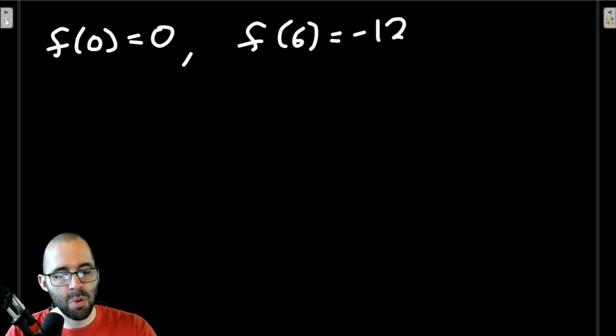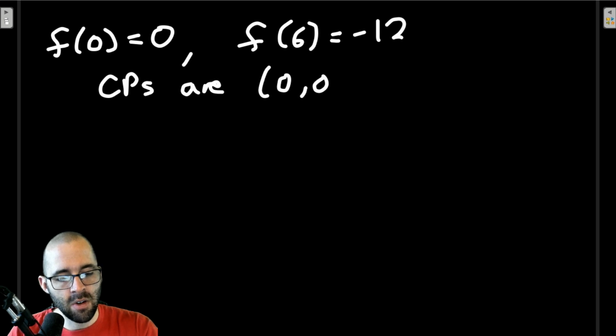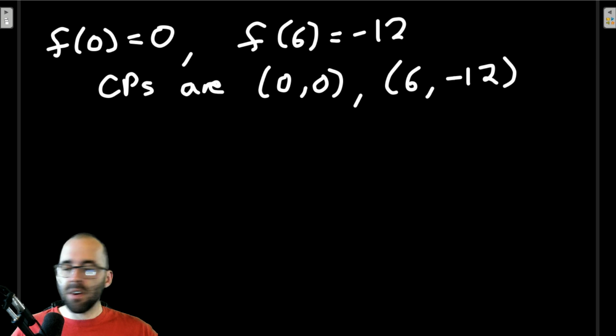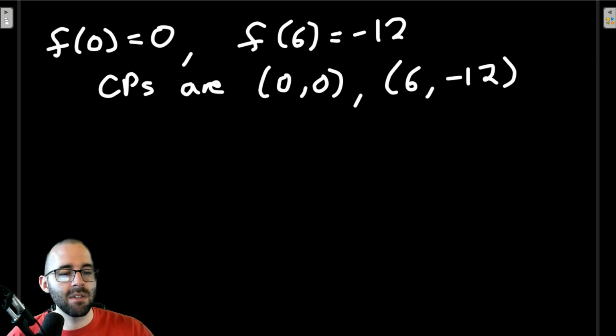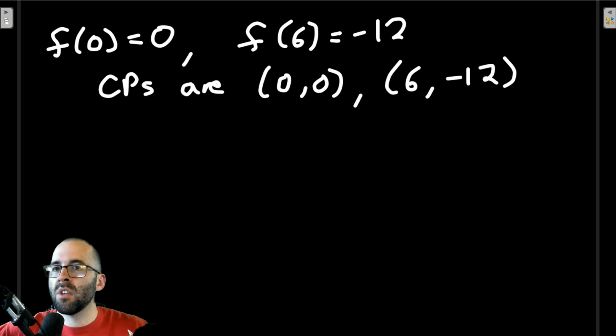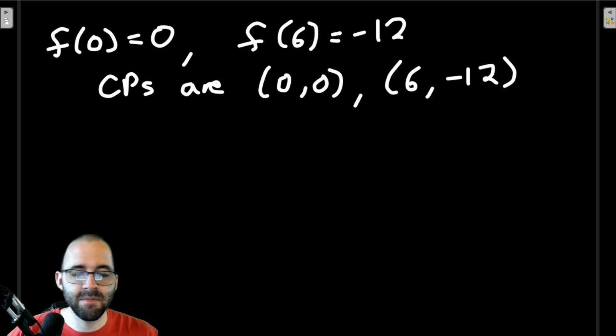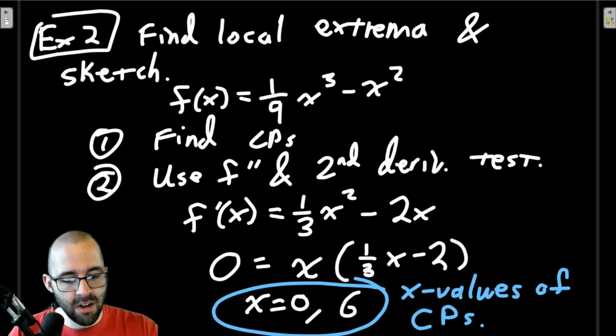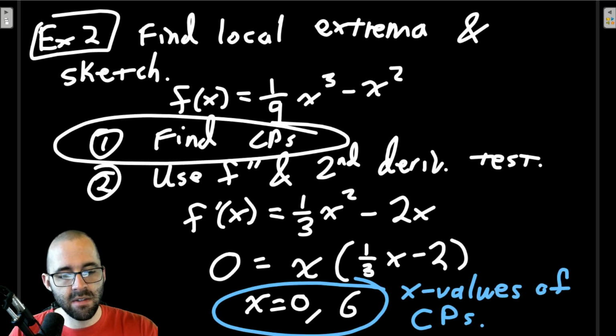So we have our two critical points. Critical points are (0, 0) and (6, -12). And again, be very careful when you're looking for y values: you plug into the function. It's the function that gives you the y value. It's the derivative that gives you the slope. It's the second derivative that gives you concavity. All right, speaking of the second derivative, we have achieved objective 1.